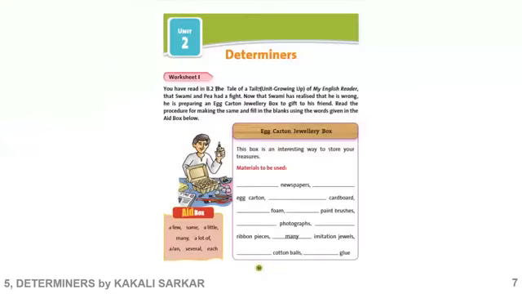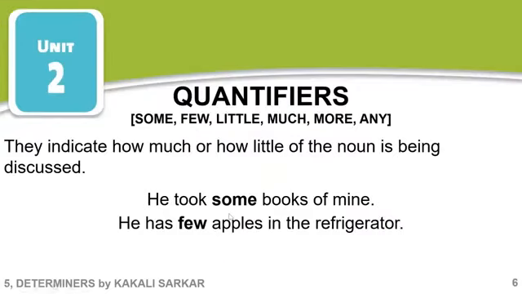Next example, he has few apples in the refrigerator. How many apples? Few apples. It might be 2 or 3 or 4 apples. We don't know the exact number. So, by the word few, we are assuming the quantity of apples.